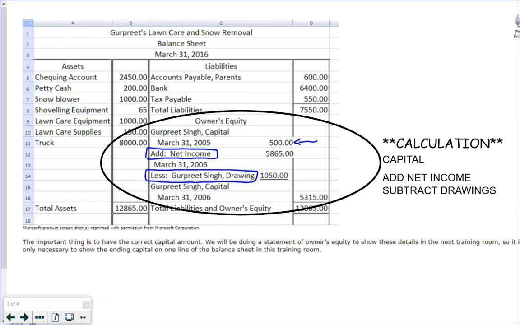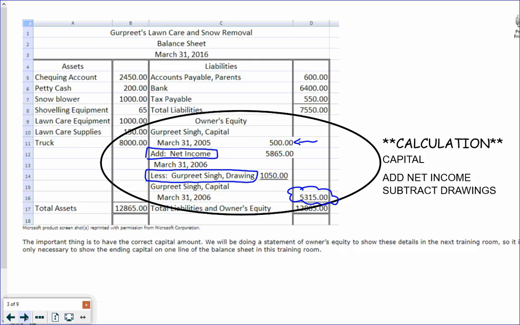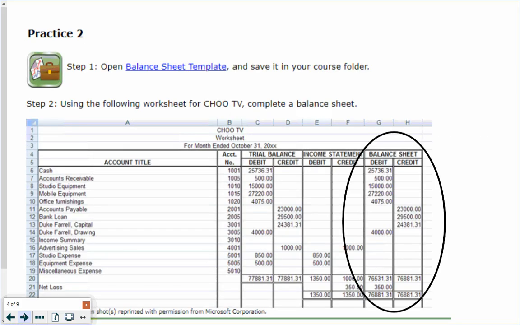Because net income is money into the company, drawings is the money the owner took out of the company. If you do that, if you go 500 plus 5865 minus the 1050, notice you get out the exact same number of 5315. You get out the same number as if you were to just go 12,865 minus 7,550. Okay? Now, you do not need to show that calculation. Okay? So the balance sheet still looks the same.